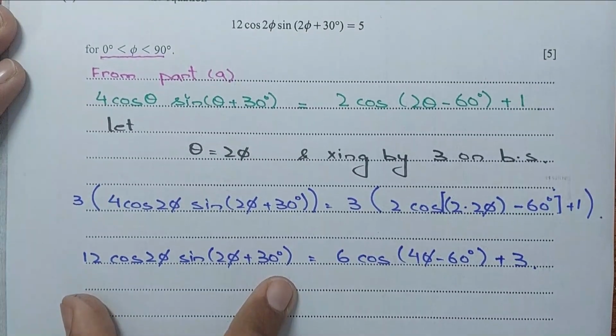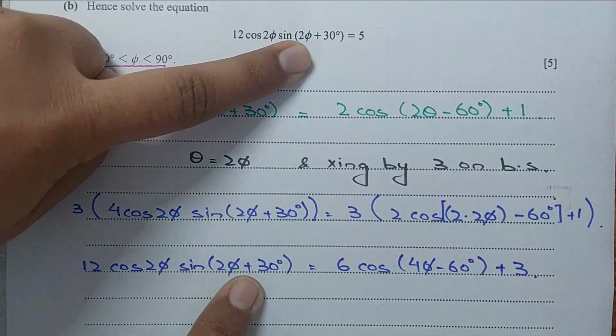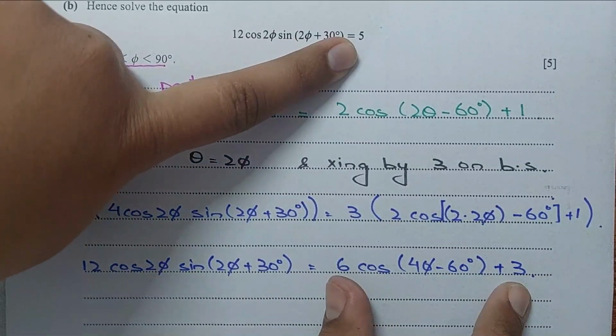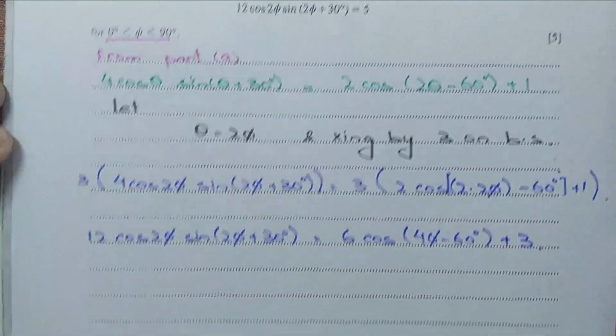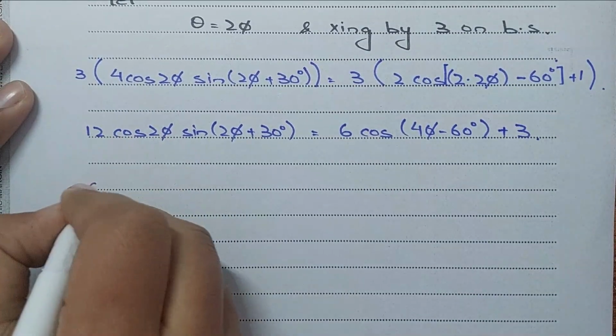So now this whole thing, if I compare 12 cos 2 phi sine 2 phi plus 60 degrees, this term equals 5. This whole thing equals 5, right? Compare with the question.